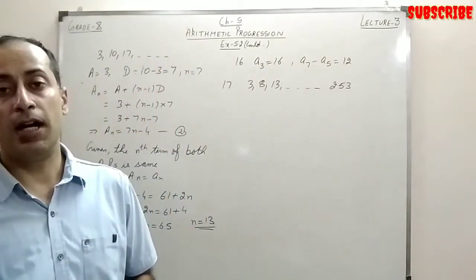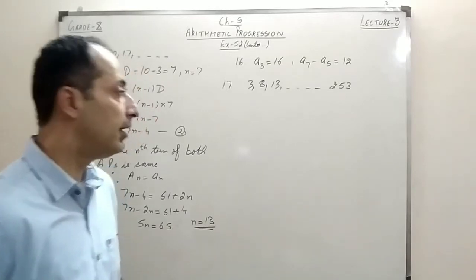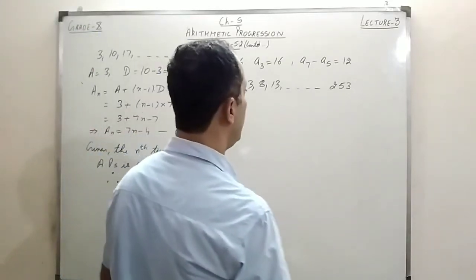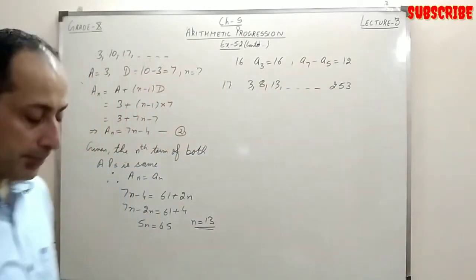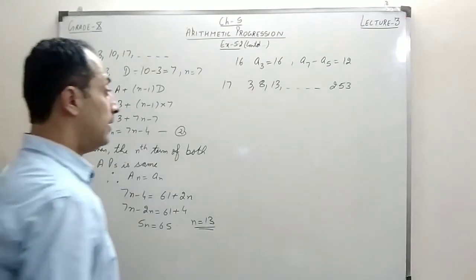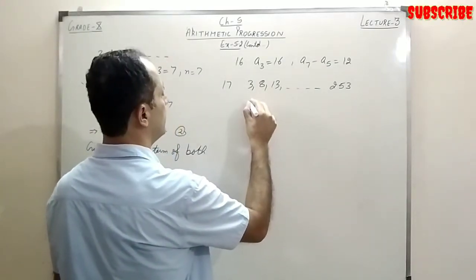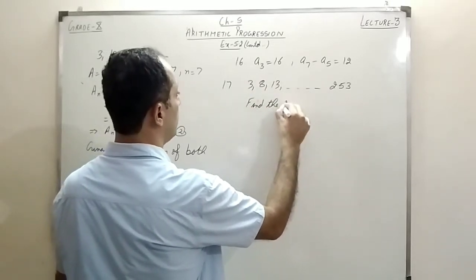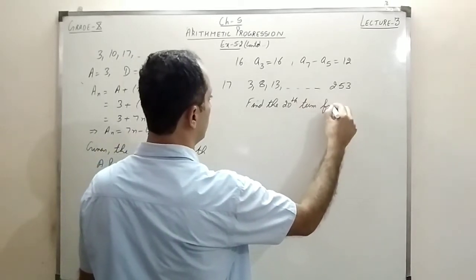Right? I have to find the 20th term from the back side of this AP. That is, if we reverse the AP, if we reverse the counting, what will be the 20th term if I go from this side? So I write it as: find the 20th term from last.